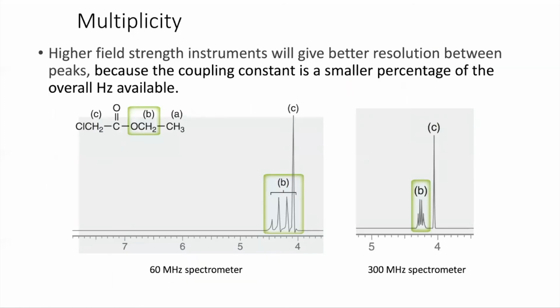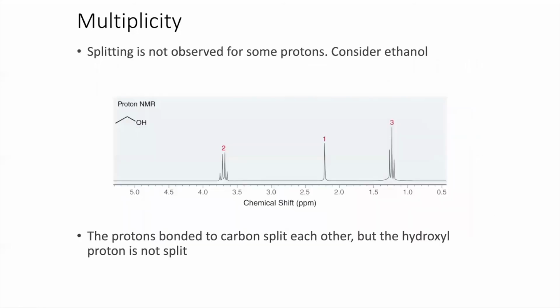Now, this is just comparing 2 different size spectrometers, a 60 megahertz on the left and a 300 megahertz on the right. And so what happens is the higher field strength instrument on the right will give better resolution between the peaks because the coupling constant is a smaller percentage of the overall hertz available. And so I told you earlier, with the stronger magnetic field of the instrument, you're going to get much better peak resolution.